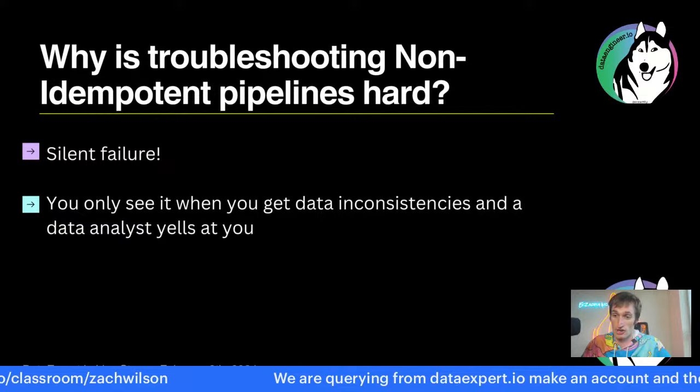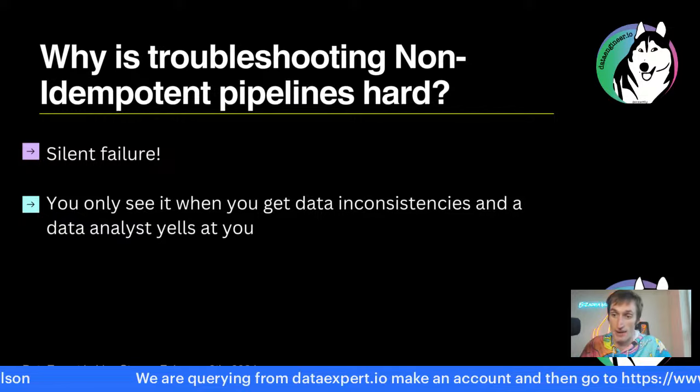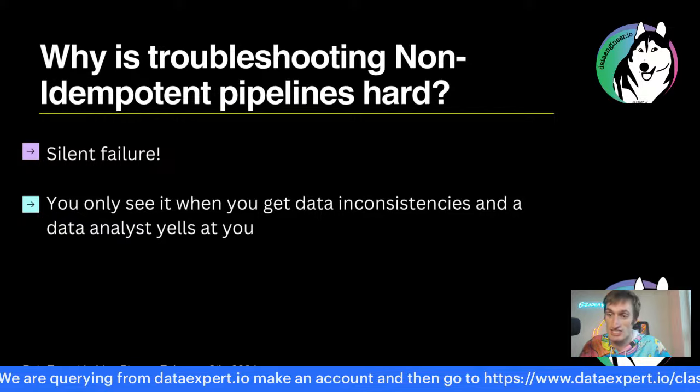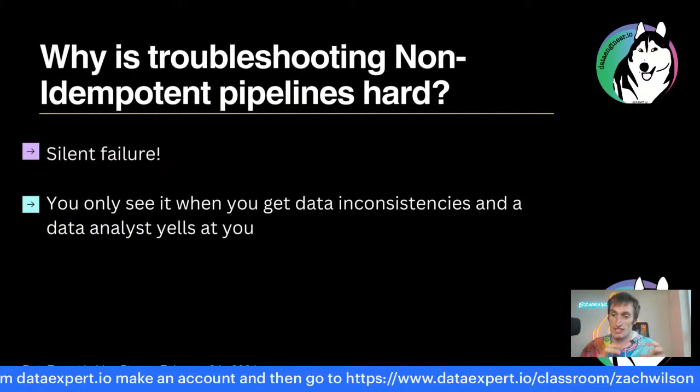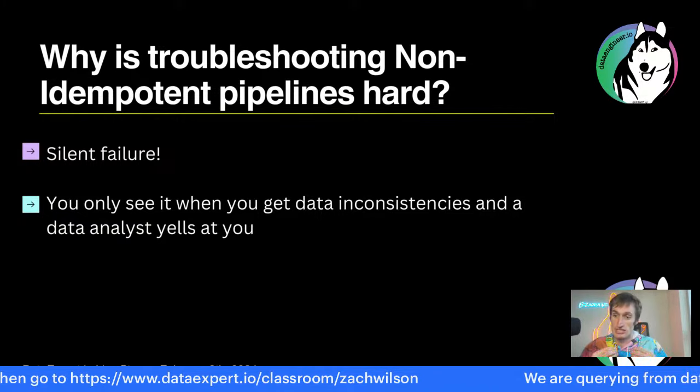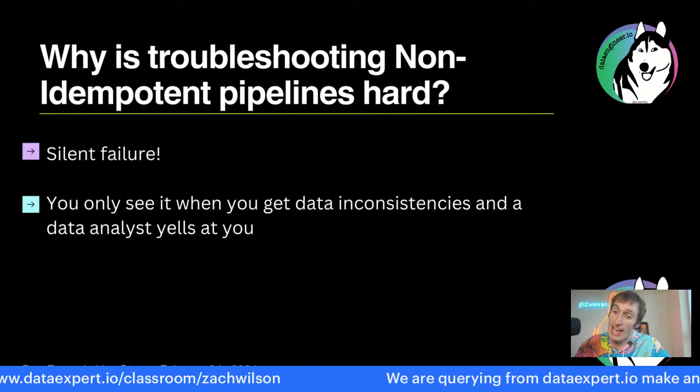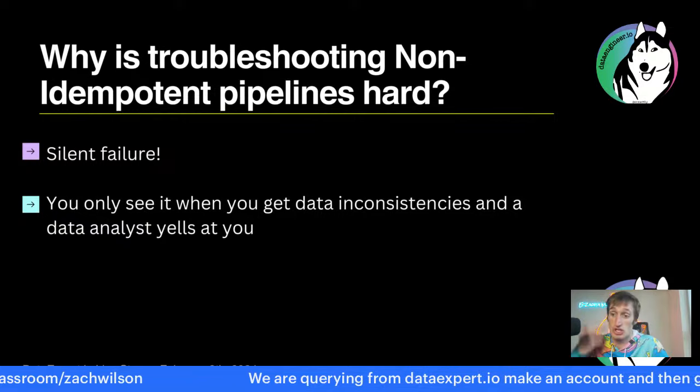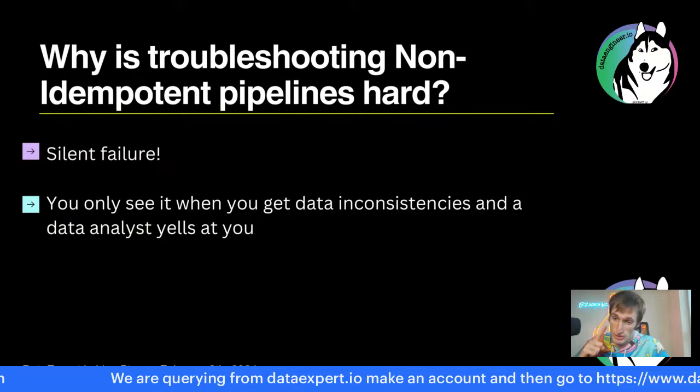Generally speaking, these errors are not caught anywhere. They're not caught by data quality checks. They're not caught by unit tests or integration tests, because all of those make assumptions about when or how many times the pipeline is being executed. A unit test assumes that your pipeline is being executed one time, right?